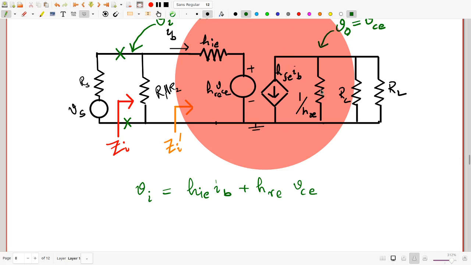If you look at the output side, you have a current source HFE-IB, and that drives the current through this parallel combination of 1 by HOE, RC and RL. So VCE, the output voltage, which is also VO of course, is, apart from a minus sign, just this current into the impedance. The minus sign comes in once again because the current is being driven this way, and VO is the voltage between this point and the ground. So what you get is minus HFE IB into 1 by HOE parallel with RL prime. RL prime of course is just the parallel combination of RC and RL.